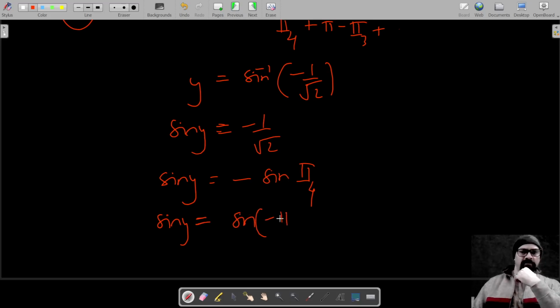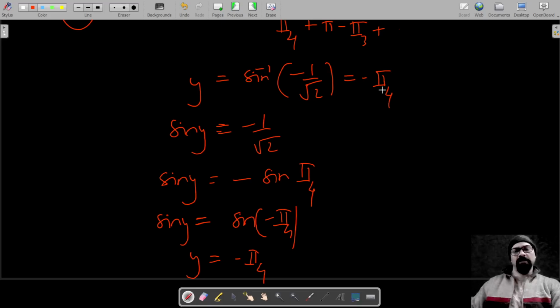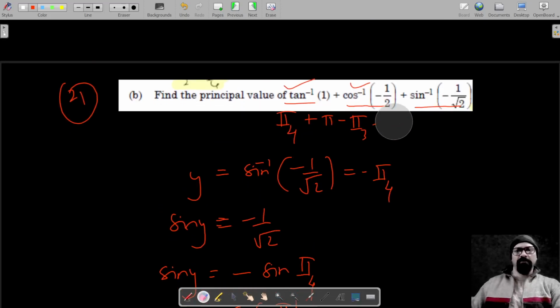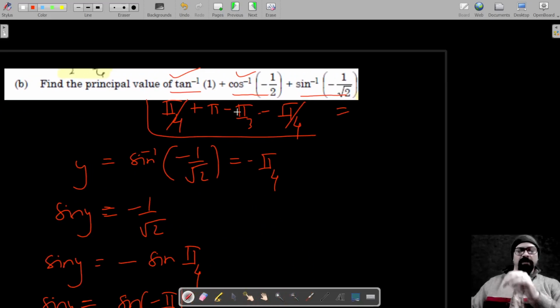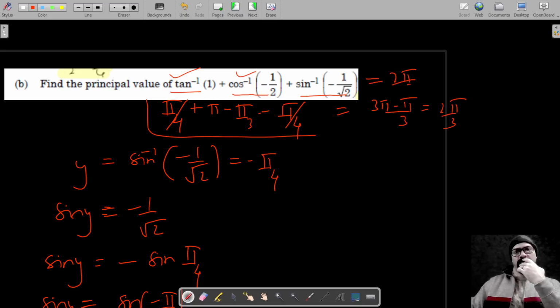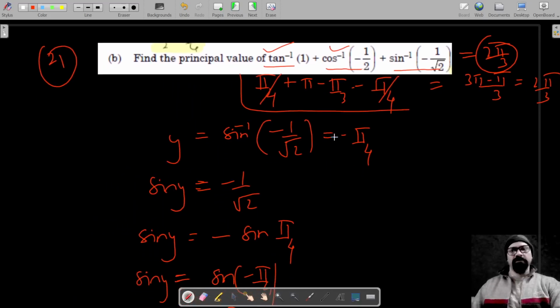So this can be written as sine of negative pi by 4. So y is equal to negative pi by 4. And if I put the value here, this is negative pi by 4. So let's simplify this now. So this gets cancelled, and pi minus pi by 3 is 3 pi minus pi by 3, which is 2 pi by 3. So 2 pi by 3 is the principal value of this.